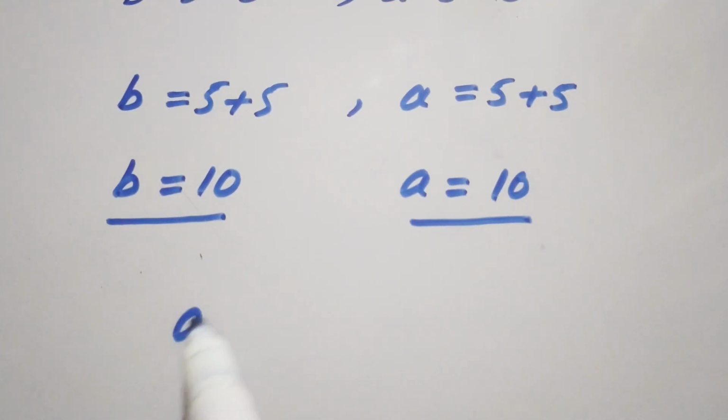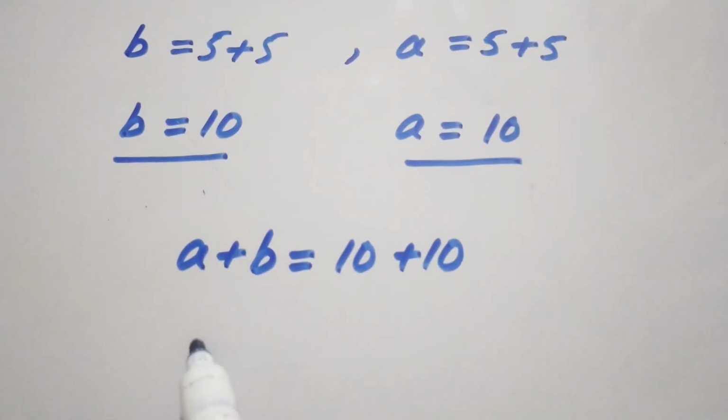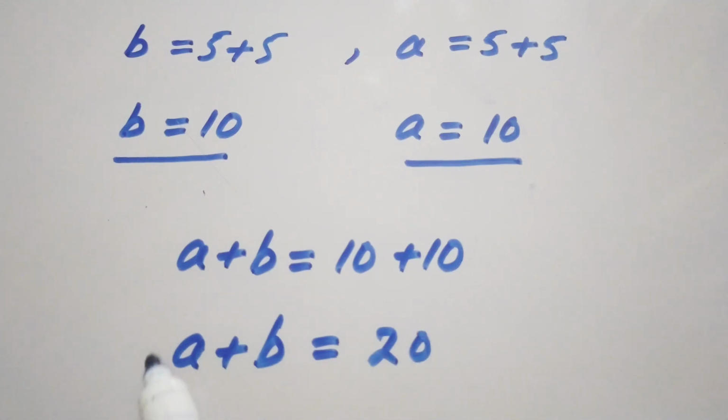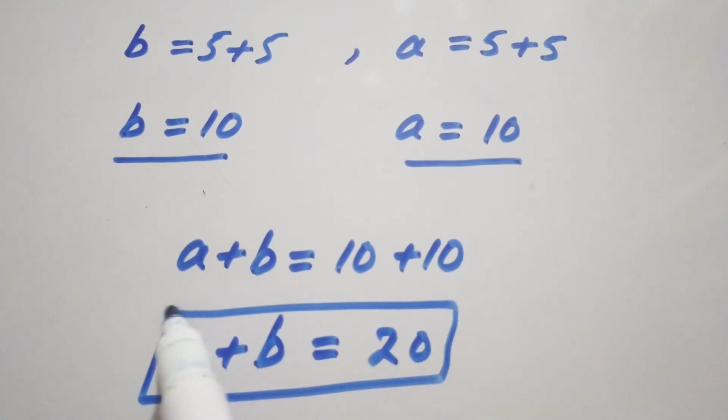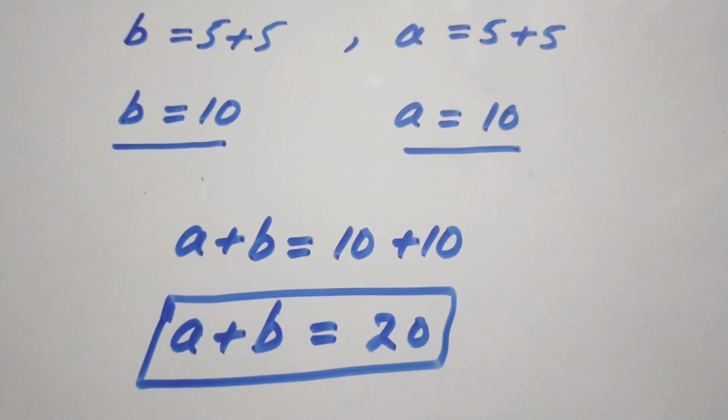Now adding a plus b, we get 10 plus 10. So a plus b is equal to 20. This is the second value of a plus b. First we have found that a plus b is equal to 36, and now we have found that a plus b is equal to 20. Let's come to the third case.